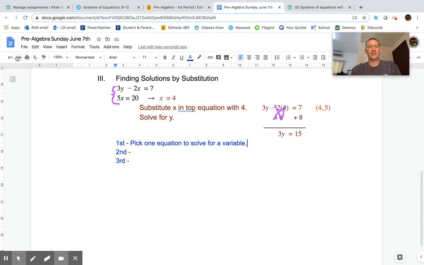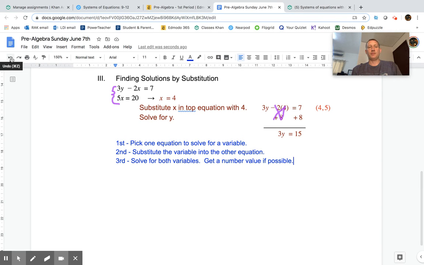That's what we did. We solved for x. Then substitute the variable into the other equation. So once you've solved for the variable, substitute that into the other equation. And then once you do that, you go ahead and solve for the variable that's remaining in the top equation, and if necessary, solve for the original variable as well. But this one, it was already solved. And then you get your number values for each of them, if possible, which at this level, for pre-algebra and algebra 1, you'll get number values. So they're not going to do anything mean like they would in pre-calc.